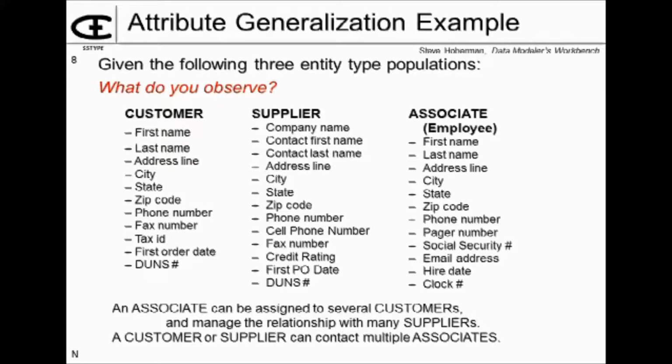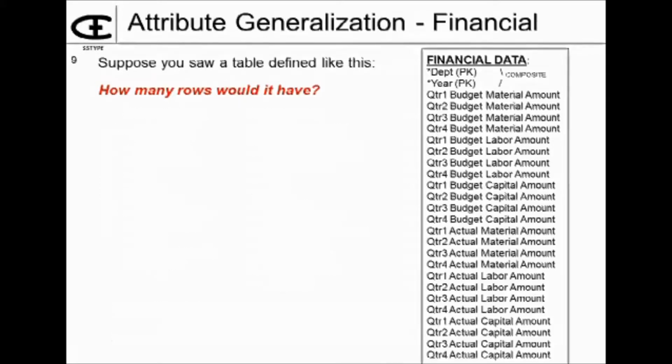So, what do you observe here across customer, supplier, and associate? Does it look like there's some commonality? I think you'd find there is, in names, in addresses, in phone numbers. A little bit different from one to the other. Well, that suggests perhaps generalizing. Give me another example of attribute generalization.